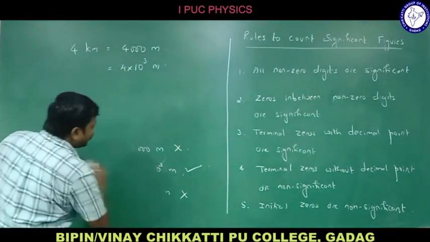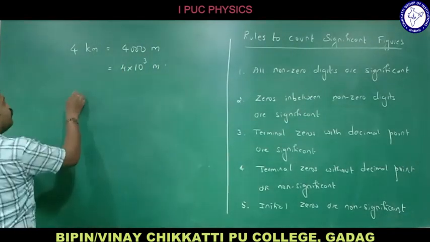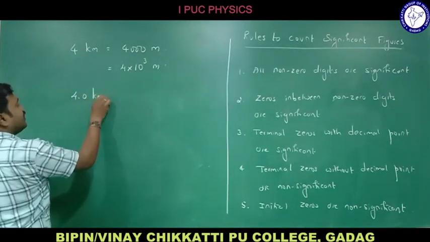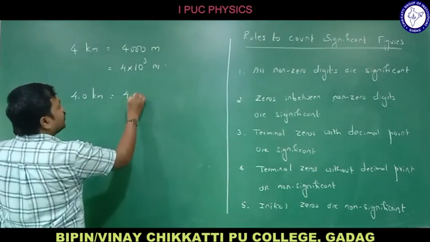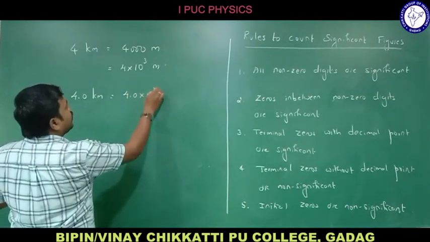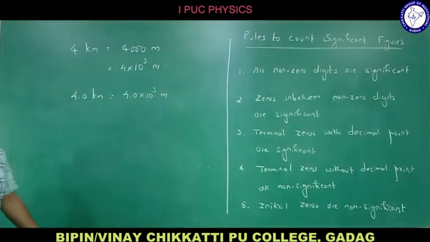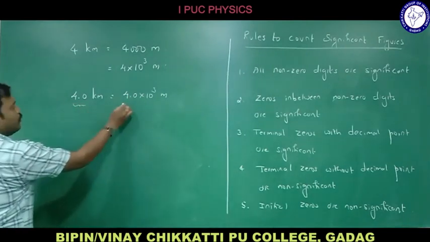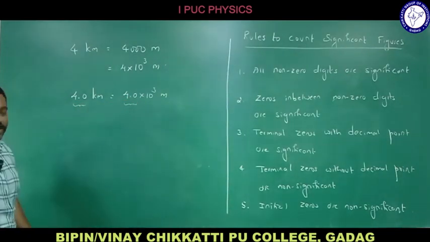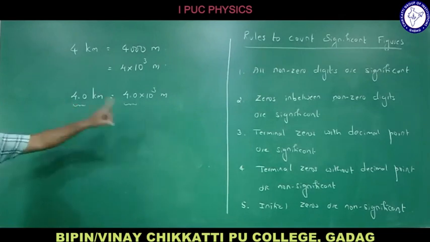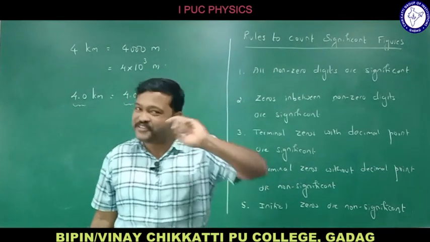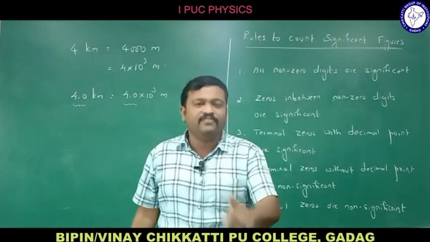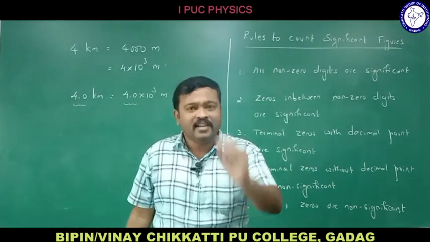But if you are writing 4.0 kilometer, you need to write like this, 4.0 into 10 raised to 3 meter. How many significant figures are there here? 2. Do remember this. If it is like this, you need to convert like this itself. So whenever you convert from one unit to another unit, do remember significant figures must remain the same.